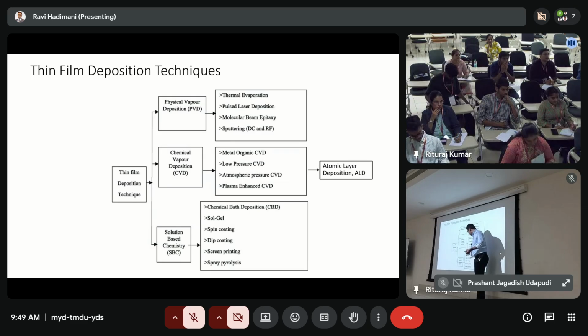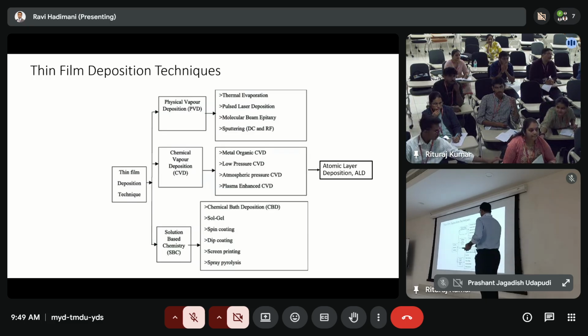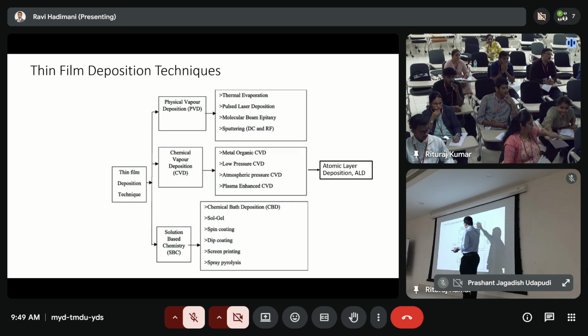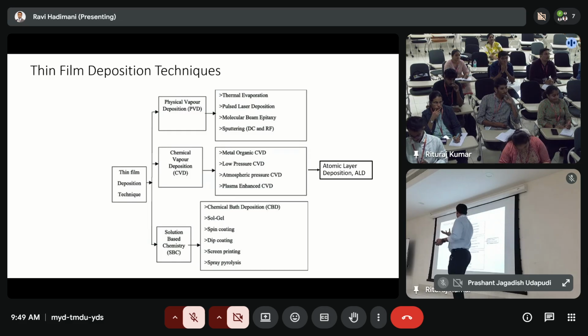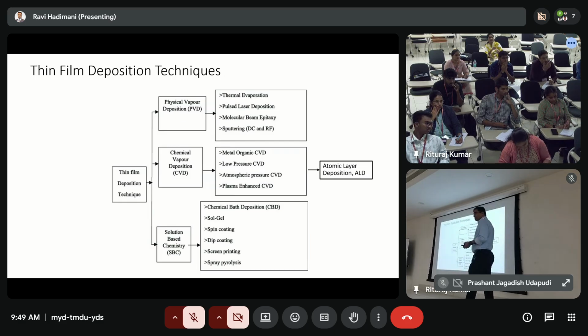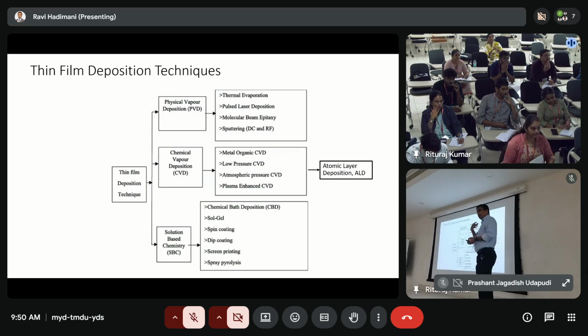So this is solution-based chemistry. There is also spray pyrolysis. And then you have physical vapor deposition, which is by physical phenomena. What that means is you either evaporate the material, or you use a laser to ablate it, or you use some electron beam or some ions to eject the atoms from a target.